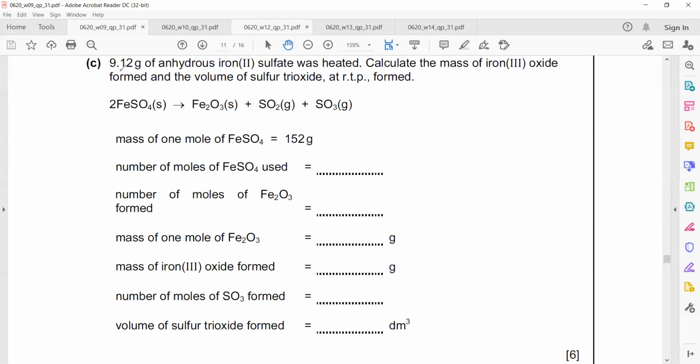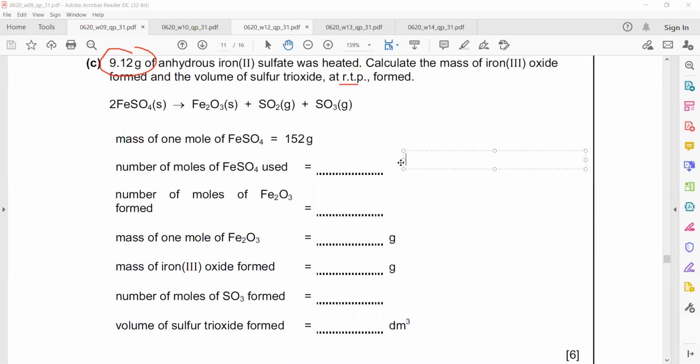In the next question, 9.12 grams of anhydrous iron 2 sulfate was heated. Calculate the mass of iron 3 oxide and the volume of sulfur trioxide at room temperature and pressure. RTP means room temperature and pressure. Mass of 1 mole of iron sulfate is given. Number of moles of iron sulfate used: we have the mass of iron sulfate, we need the moles.